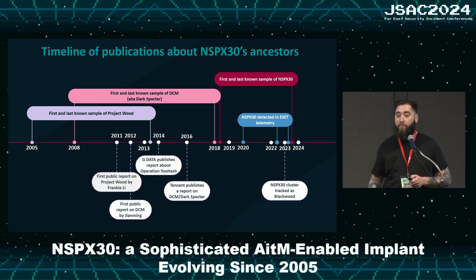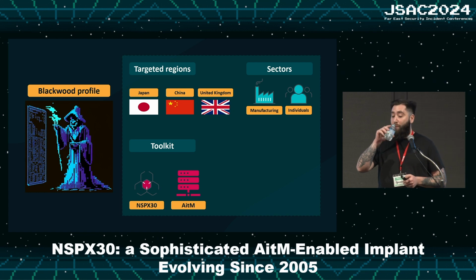Now let's talk about Blackwood's profile. So Blackwood is a China-aligned cyber espionage group active since at least 2018, targeting Chinese and Japanese individuals and companies. Blackwood has capabilities to conduct adversary-in-the-middle attacks to deliver the implant that we named NSPX30 through updates of legitimate software, and to hide the location of its command and control servers by intercepting the traffic that is generated by the implant. The attacks that are carried out by Blackwood are highly targeted, and when the attackers fail to compromise their target or lose access to a previously compromised system, they attempt to regain access in a short period of time.